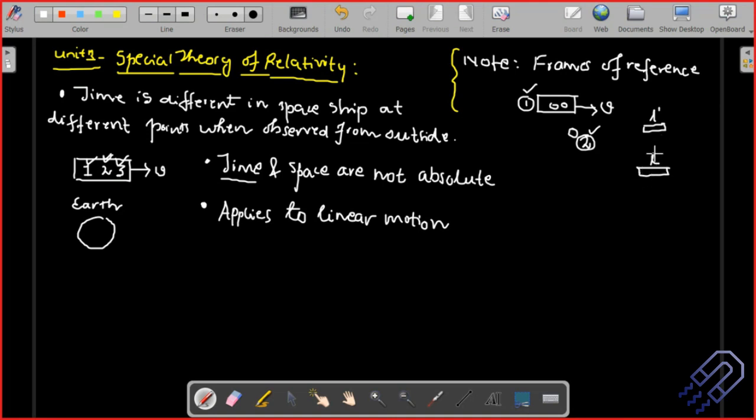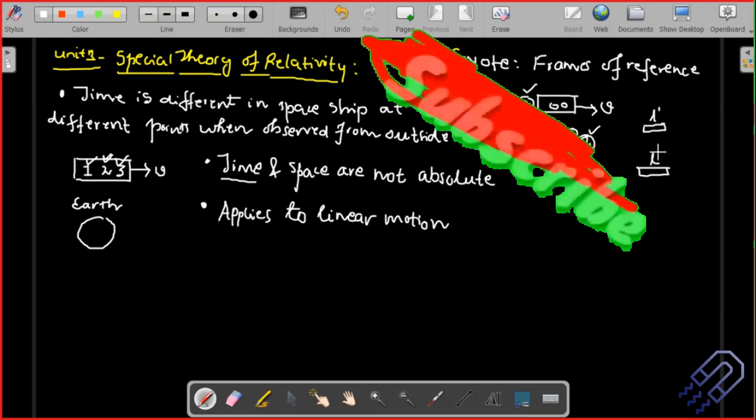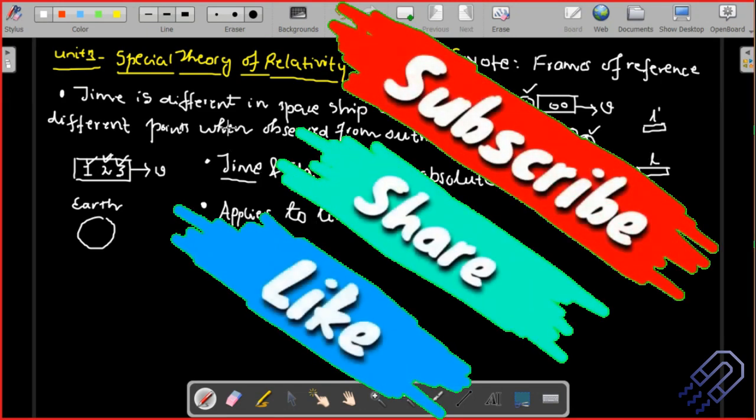But this motion that we are talking about is linear, so it's going in one particular direction. There is no two-dimensional motion. It's not going along the x and y axes, it's not following a curved path, a circular path, or a spherical three-dimensional path. It's just going in one linear direction. So that's very important. So for the special theory of relativity, you have these points that we should note.